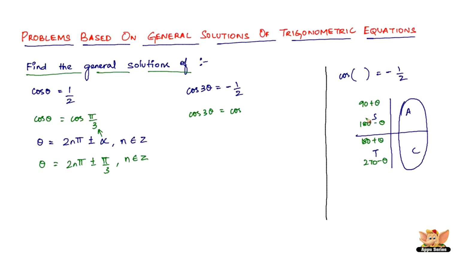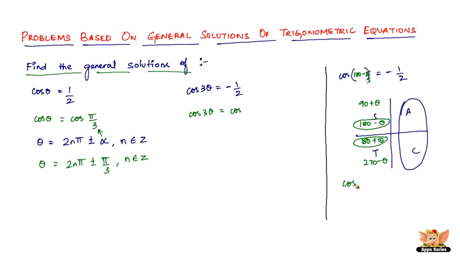Alright, so now we definitely have to choose 180 minus theta or 180 plus theta. That's up to you. So I'm going to choose 180 minus theta. Now what should be theta here? For that theta, you can go back to this one. Cos theta is 1 by 2. What is the theta? It is pi by 3, right? It's 60 degrees. So here you replace theta by pi by 3.